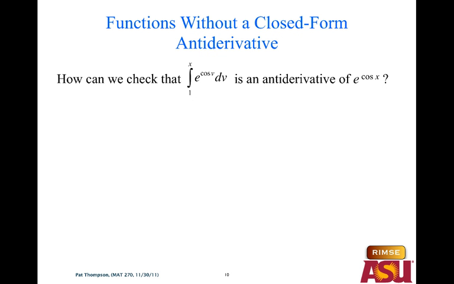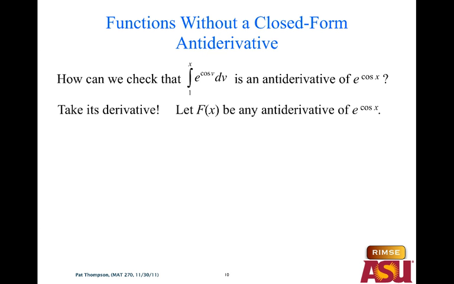Exactly. So how can we check that the integral from 1 to x of e to the cosine b db is an antiderivative of e to the cosine x? We're going to take the derivative of it. Take its derivative. And when we take its derivative, what should we get? E to the cosine x. If the derivative of this is e to the cosine x, that will prove that this is a valid antiderivative, even though it's not in a closed form. Okay?